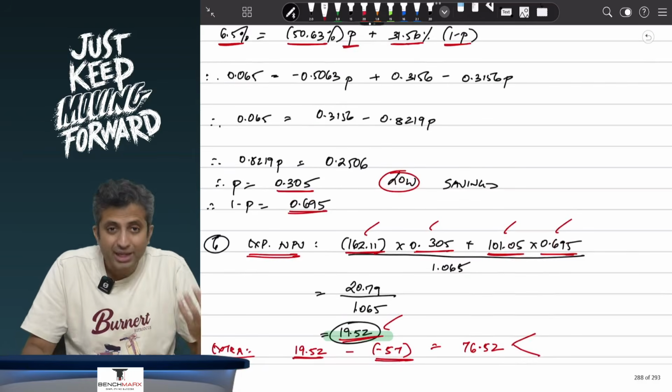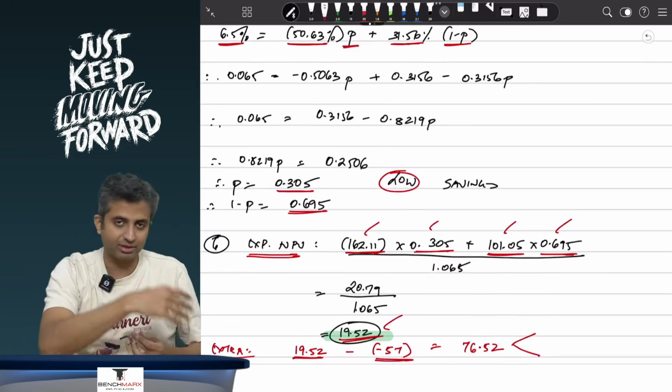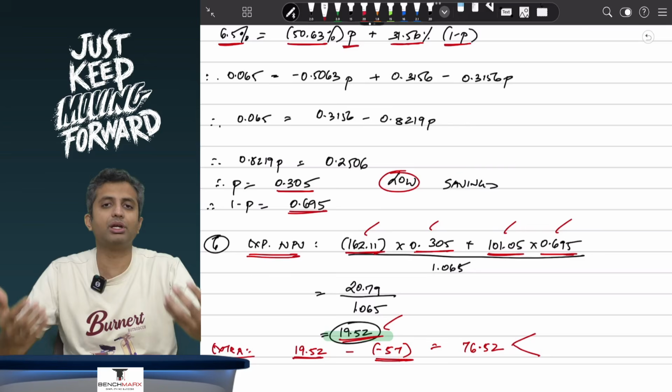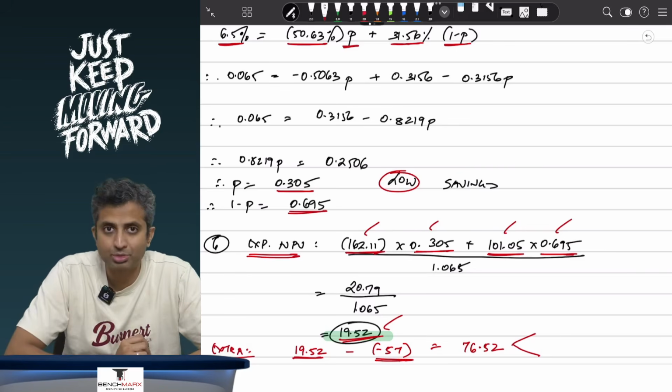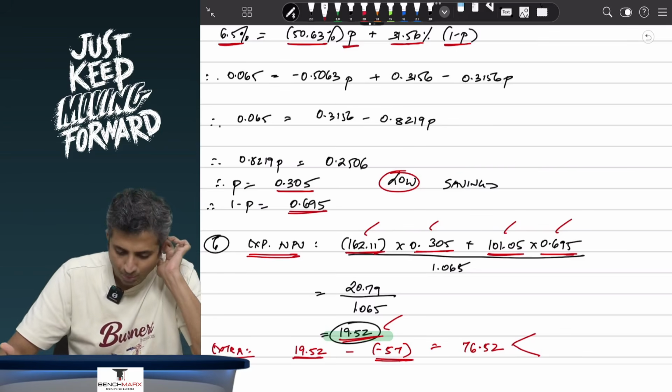And hence, if I look at forward looking data, forget what is there in the past. If I look at what is the possibility in the future, maybe this project seems to be worth accepting, but that is not what is asked. They are asking you to find the value of the option to wait.